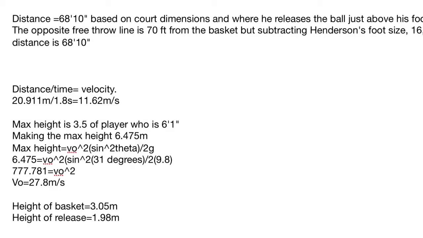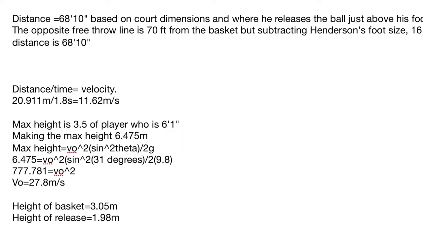Now, using the distance we just found, we divided by time, which was 1.8 seconds, to determine the overall horizontal velocity, which was 11.62 meters per second. Next, we were able to find the max height, which was 3.5 times the player, who was 6'1", who was standing below the shot, making the max height about 6.475 meters.